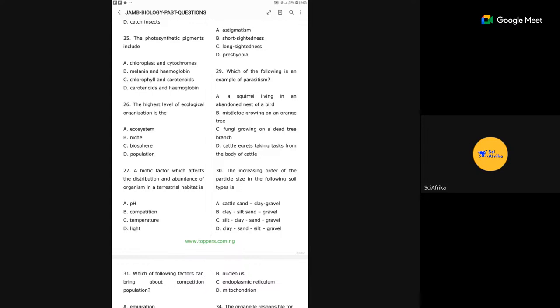We have parasitism, we have mutualism, we have commensalism, we also have amensalism. But in this case, we are talking about parasitism. It has to do with two organisms, and one of them hosting the other one, and the other one is killing its host. For example, you accommodate somebody in your house, the person is eating your food, using your resources, and the person is planning to kill you.